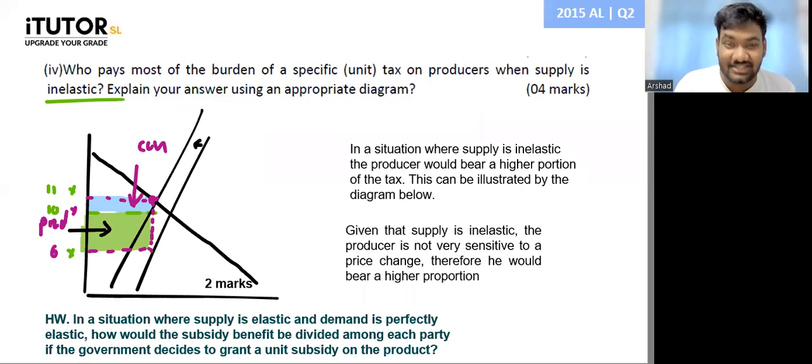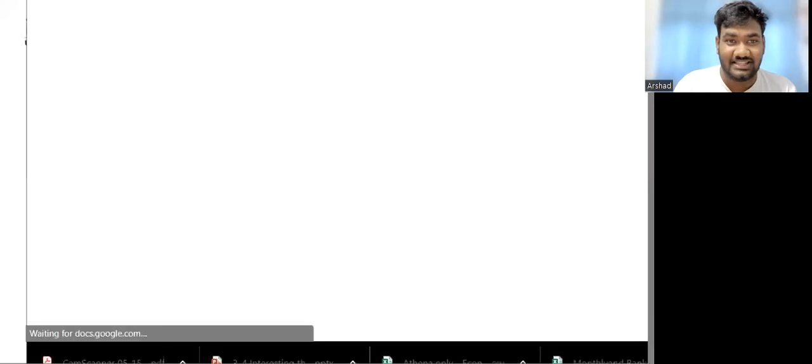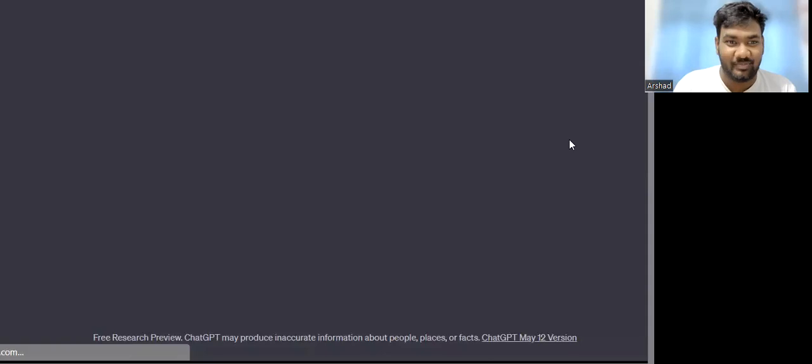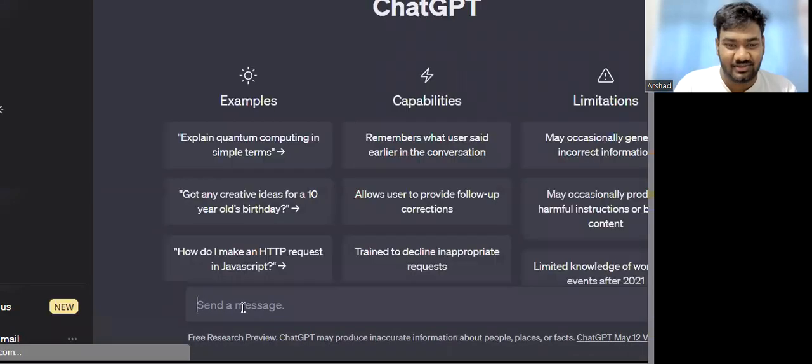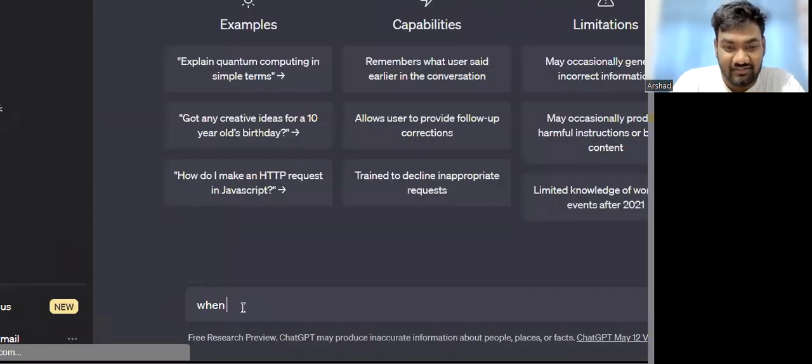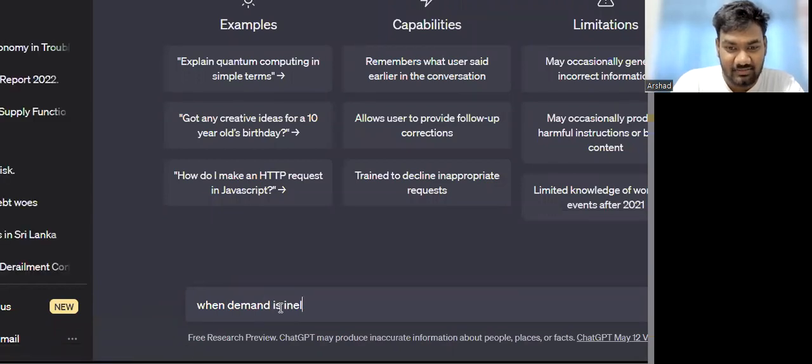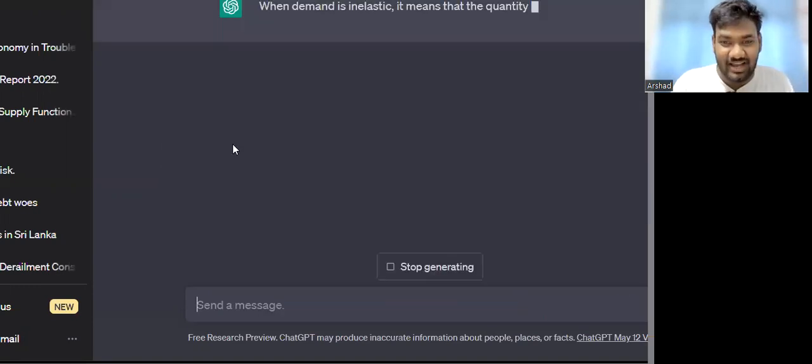And the best thing that you can do is ask ChatGPT. So we'll ask ChatGPT and see if it knows. A lot of things I also use ChatGPT for office work. I use ChatGPT for writing reports, and that is my work. So you ask and see: when demand is inelastic, why does the consumer bear a higher proportion of the tax? Sometimes they give you nonsense answers, but sometimes it gives you valid answers.